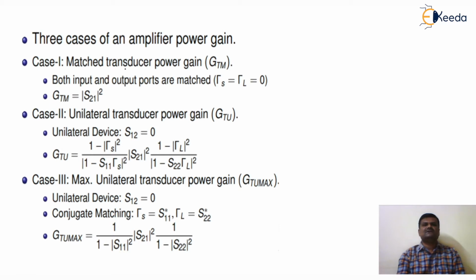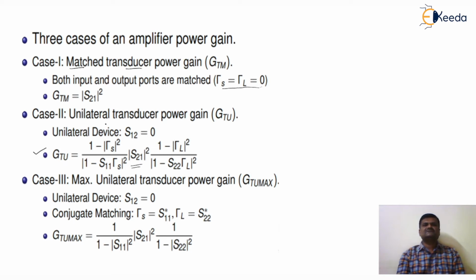So we know the formula of transducer power gain. Matched is nothing but no reflection occurs at input as well as output. So we put gamma S equal to gamma L equal to 0. Put gamma S and gamma L in this equation, then the first term becomes 0. At the same time, the second term also becomes 0. Then only one term remains, that is mod S21 square. So the matched transducer power gain is equal to mod S21 square.